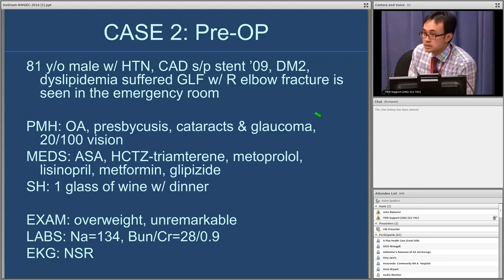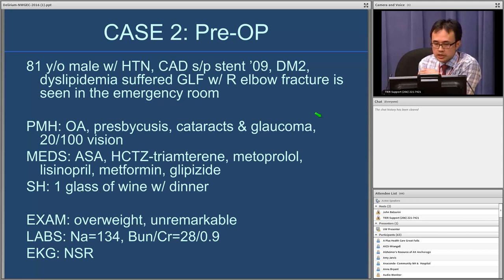So we'll talk about a different case. So we'll move on from our initial case. This is a pre-op assessment for those of you who have loved ones who might be going in for surgery or taking care of individuals who are post-surgical. You have an 81-year-old male who has a history of high blood pressure and coronary artery disease. This gentleman has had a stent in 2009 and is a type 2 diabetic with high cholesterol, and he unfortunately suffered a ground level fall and fractured his right elbow, and he's being seen in the emergency room.